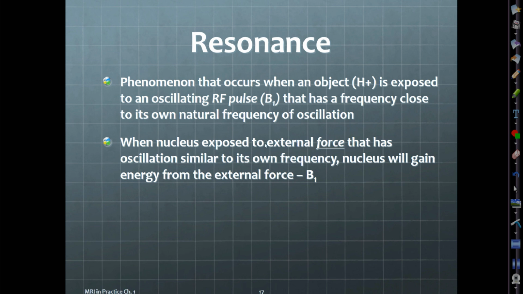And when this nucleus, once again hydrogen, is exposed to this external force that is oscillating similar to its own frequency, the nucleus will gain energy from that external force. So we're almost putting energy into the patient, energy into those hydrogen spins. Remember, they were low energy to start with, right? Because they're all those low energy spins that add up to the net magnetic vector. We're putting energy in, and that energy will ultimately give those spins the ability to oppose B sub 0 and flip down into the transverse plane.